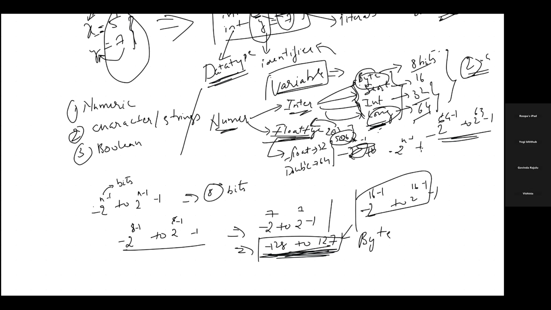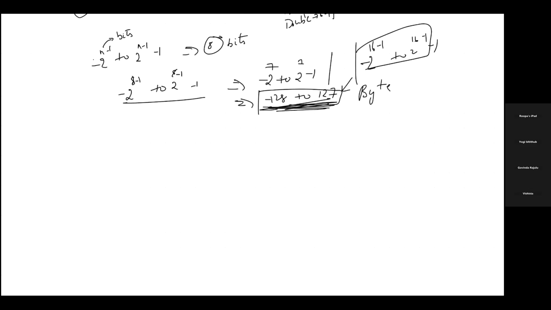Let's get into the character data types. Character is something where you store alphabets. For example, how you define it is: char a is equals to a.